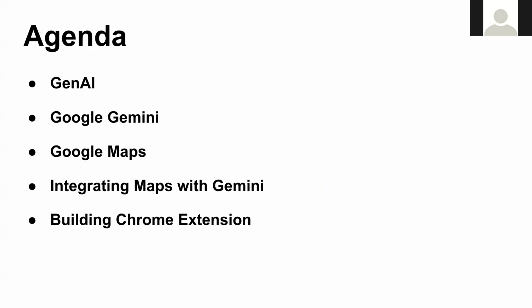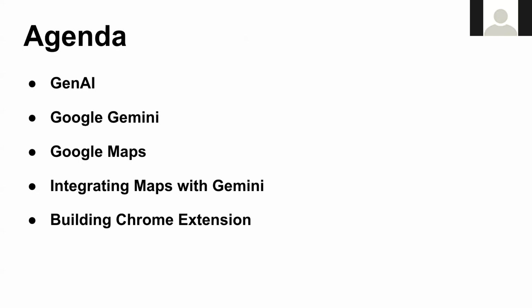Let's begin with the agenda. As we can see, we'll start with a brief overview of generative AI to ensure we're all on the same page. Then we will dive into Google Gemini to explore its capabilities and features. Next, we will look at Google Maps platform and its extensive APIs.